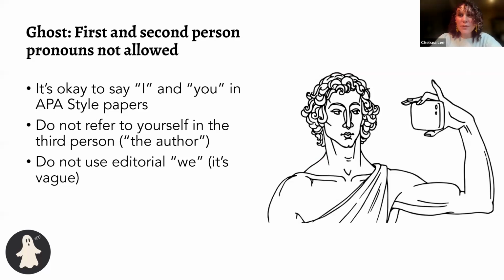So the first ghost that we'll talk about is that first and second person pronouns are not allowed, when in fact it is okay to say I and you in APA style papers. If you're referring to yourself, use the pronoun I to refer to yourself.